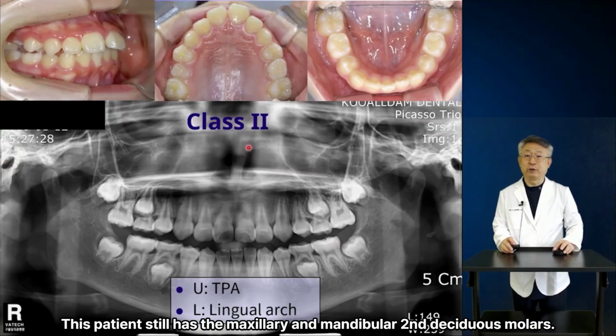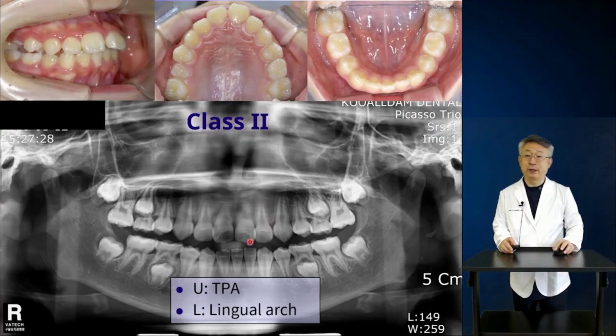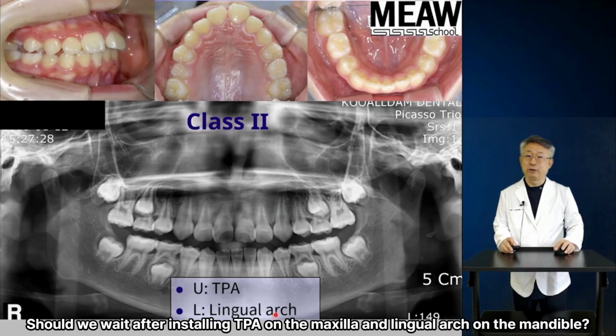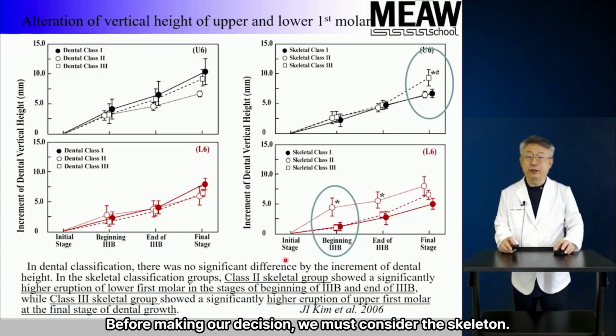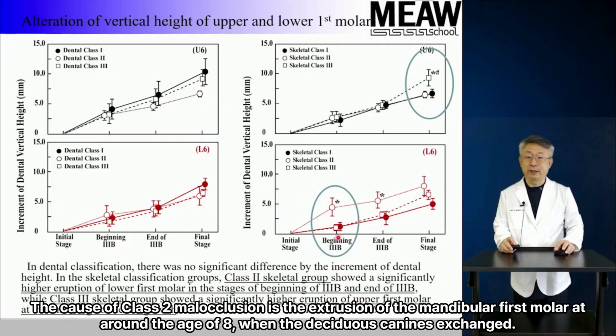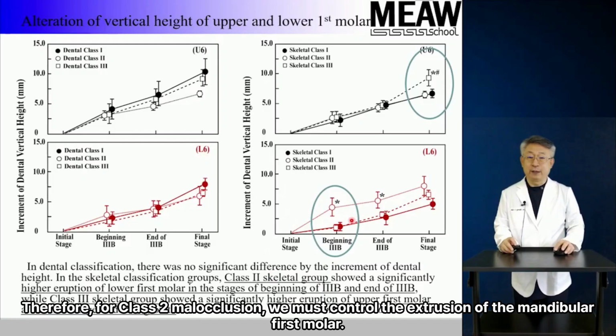This patient still has the maxillary and mandibular second deciduous molars. Should we wait after installing TPA on the maxilla and lingual arch on the mandible? Before making our decision, we must consider the skeleton. Let's review the etiologic factors of malocclusion. The cause of class 2 malocclusion is the extrusion of the mandibular first molar at around the age of 8, when the deciduous canines exchanged. Therefore, for class 2 malocclusion, we must control the extrusion of the mandibular first molar.